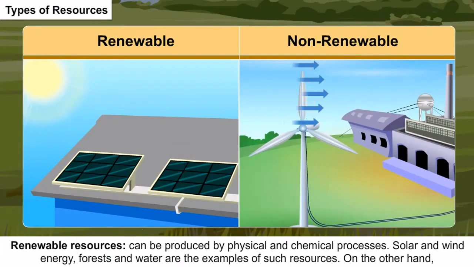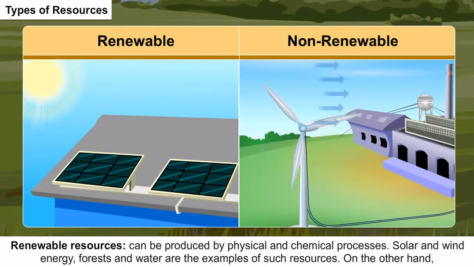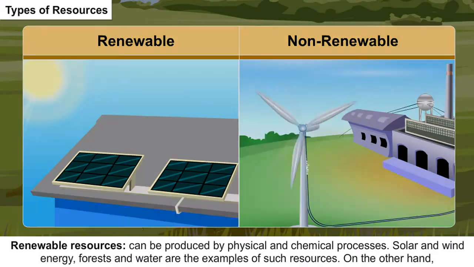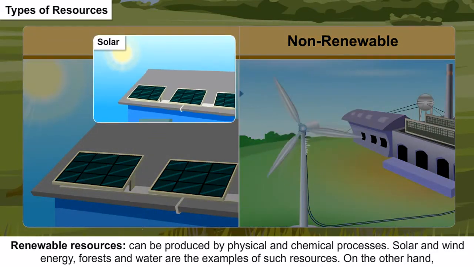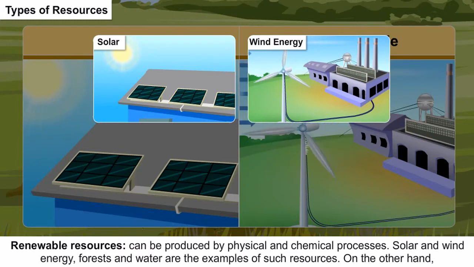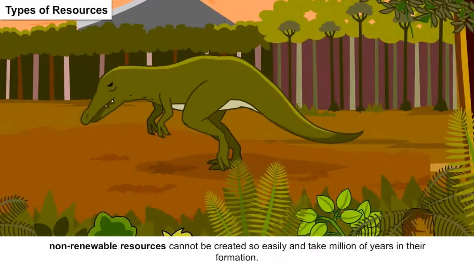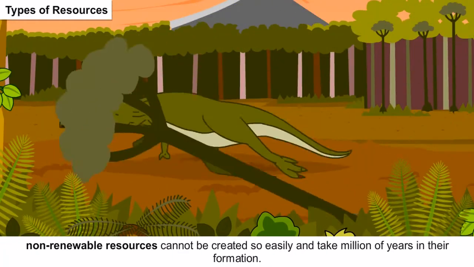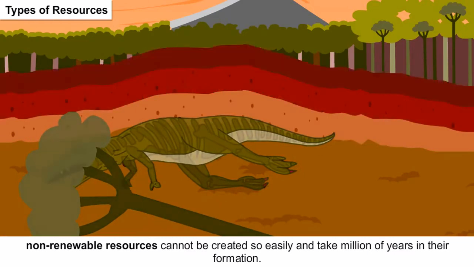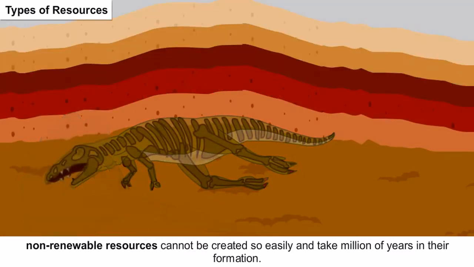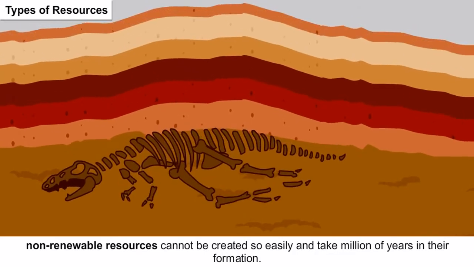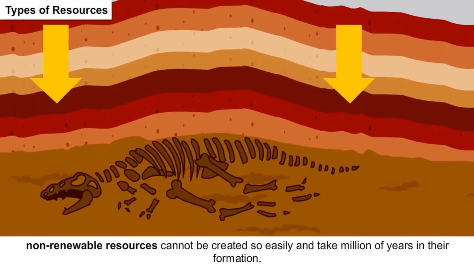Renewable resources can be produced by physical and chemical processes. Solar and wind energy, forests and water are the examples of such resources. On the other hand, non-renewable resources cannot be created so easily and take millions of years in their formation. Metals and fossil fuels are the examples of such resources.